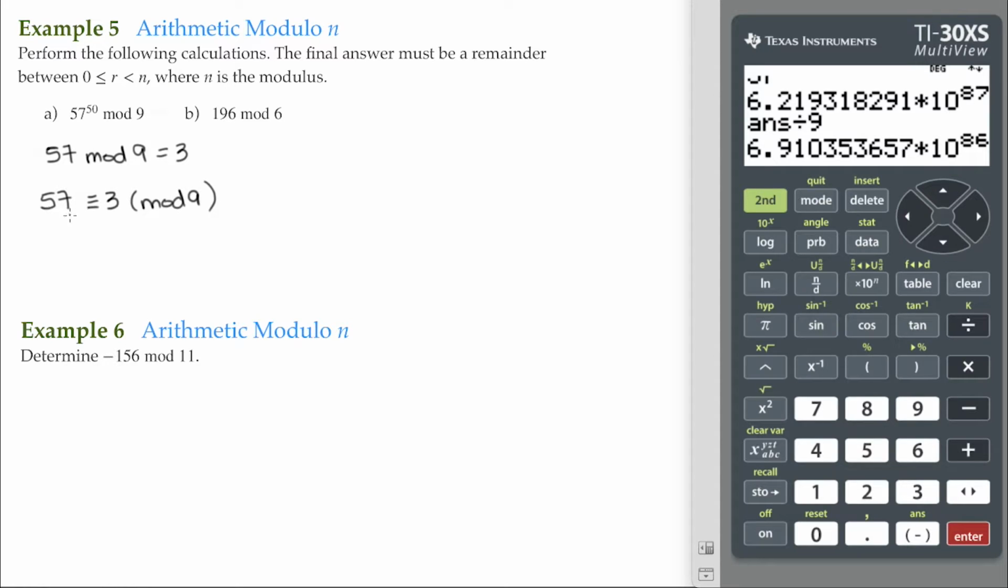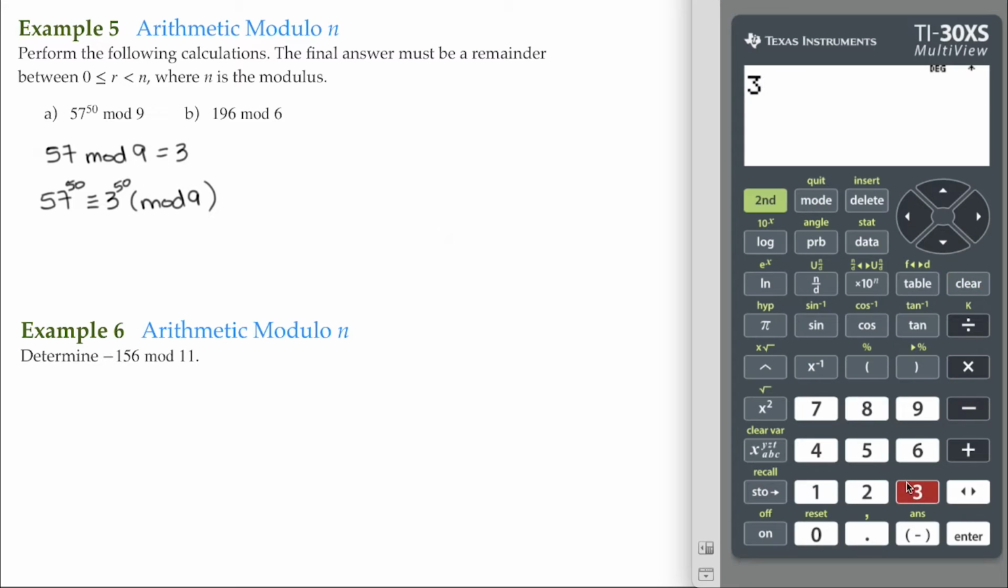So if 57 is congruent to 3 mod 9, then multiples of 57, which is what this power is, would be multiples of the same remainder. So we could say 57 to the 50th power is congruent to 3 to the 50th power mod 9. But even 3 to the 50th power gives us a quotient that is gigantic. Here it's 10 to the 23rd power, so that decimal is going to swing over 23 times.